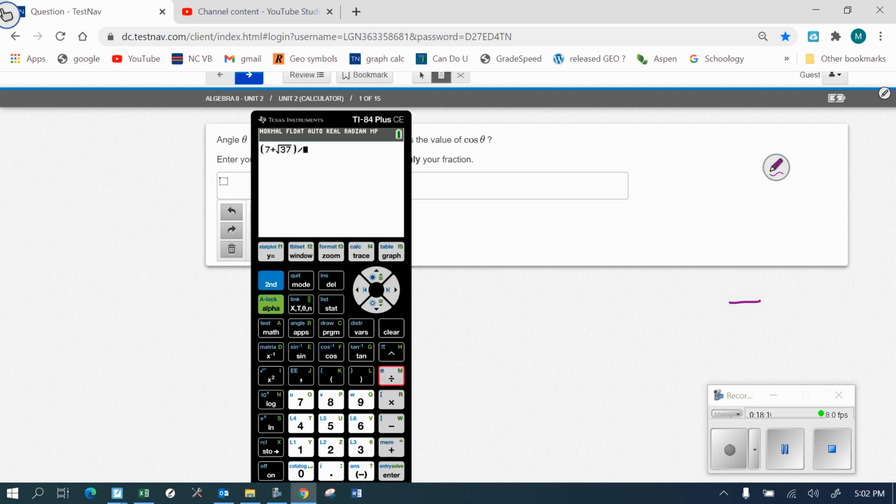all divided by 2. And parentheses, 7 minus. The reason I'm doing the parentheses is so I can do it all at one time. Parentheses divided by 2. There's my two answers, 6.54 and 0.46.